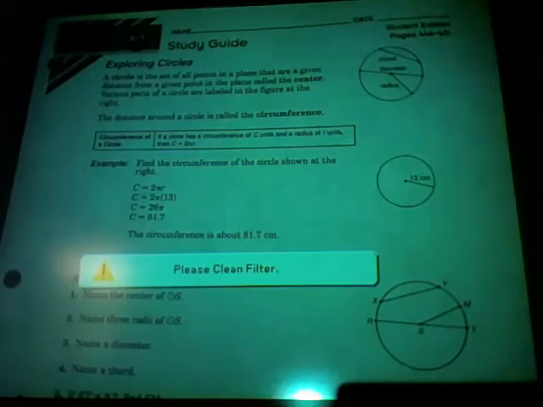Alright, so look at the study guide side of 9-1 that I just gave you. Everything that we talked about today should be a review. None of it should be new. You are allowed to use a calculator in this chapter so long as you show your work.